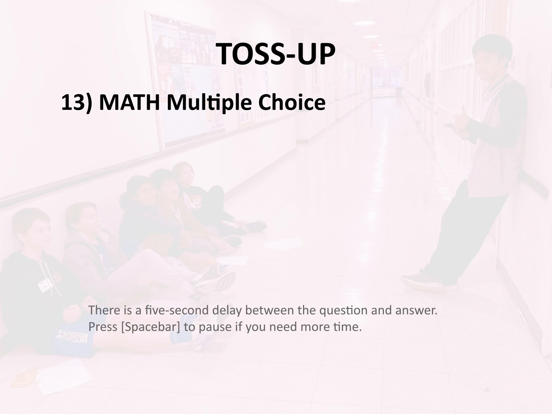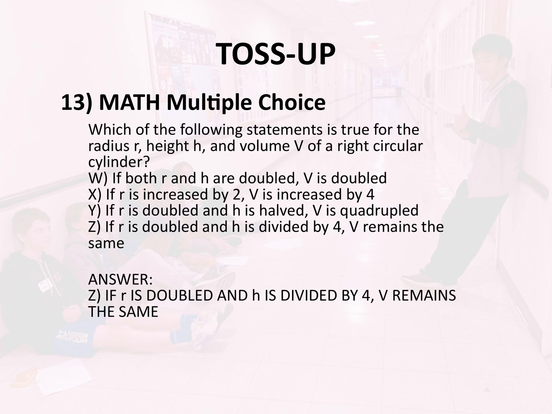If both R and H are doubled, V is doubled. X. If R is increased by 2, V is increased by 4. Y. If R is doubled and H is halved, V is quadrupled. Z. If R is doubled and H is divided by 4, V remains the same. Answer. Z. If R is doubled and H is divided by 4, V remains the same.